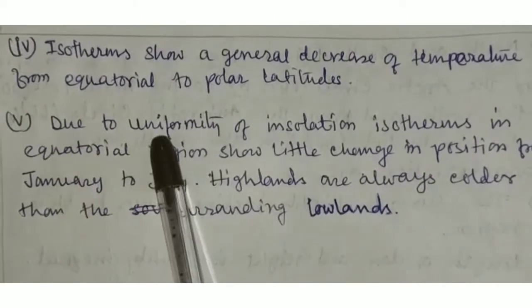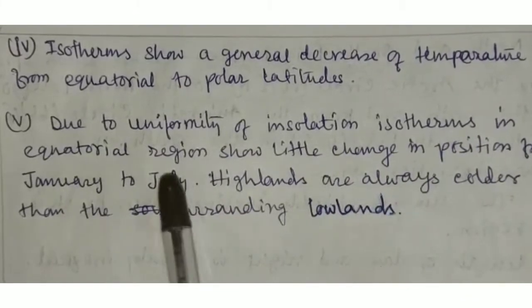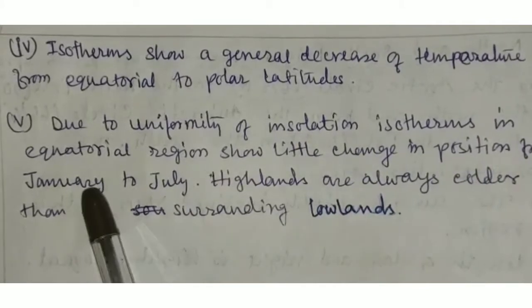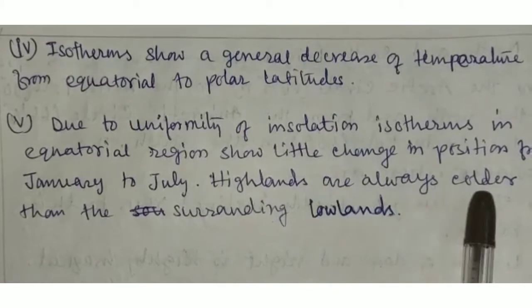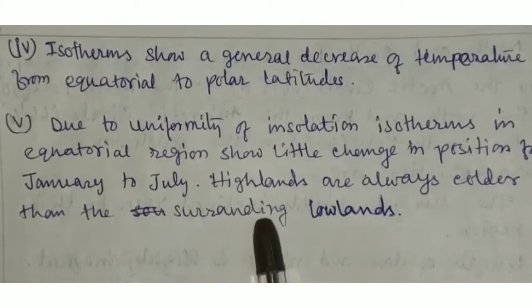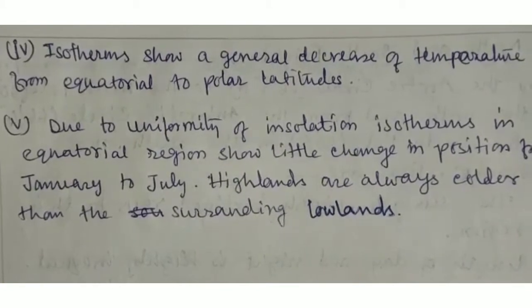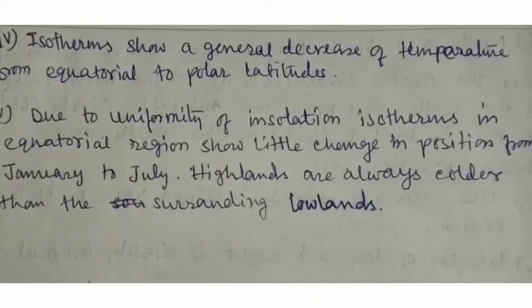Due to uniformity of insolation, isotherms in the equatorial region show little change in position from January to July. Highlands are always colder than the surrounding lowlands. These all are the characteristics of isotherms.